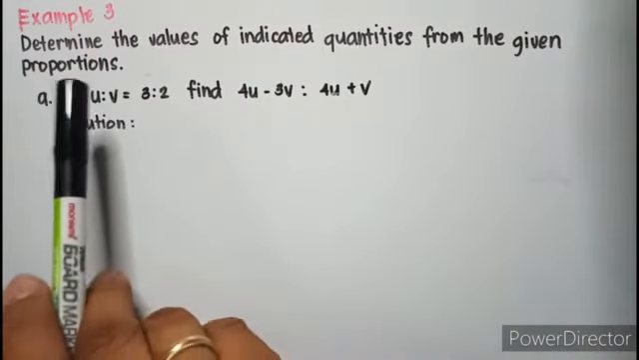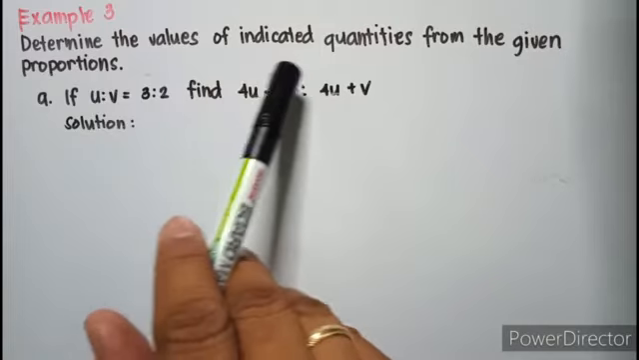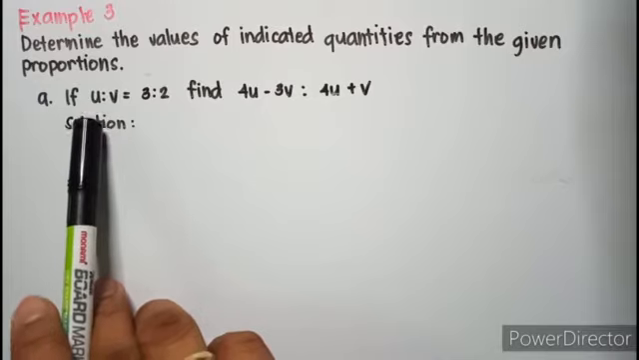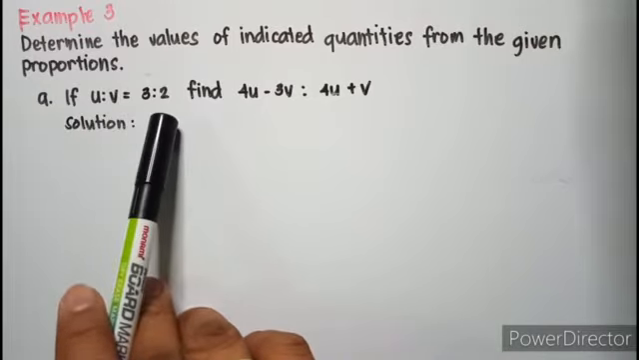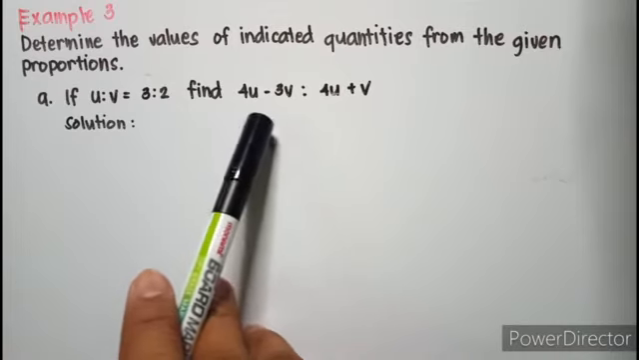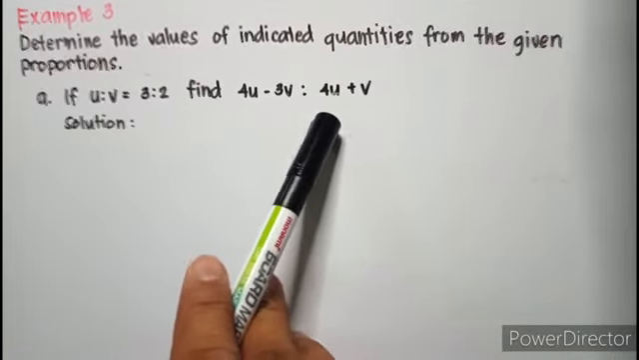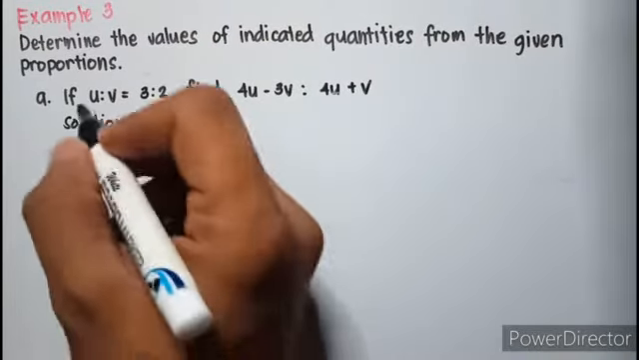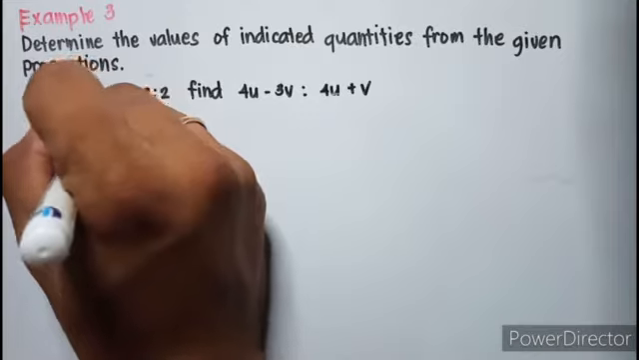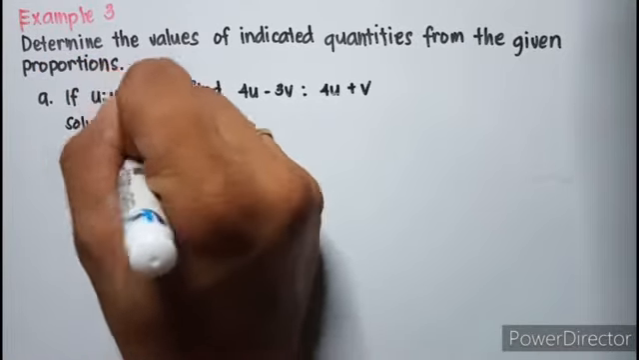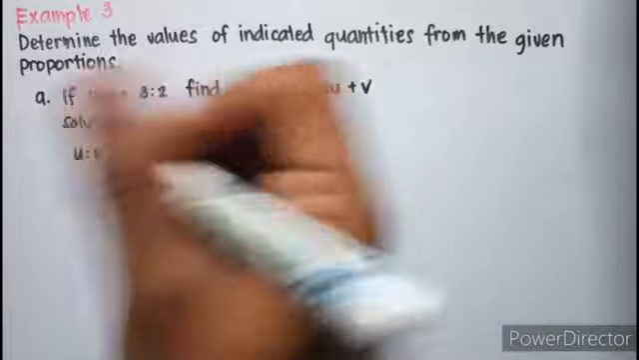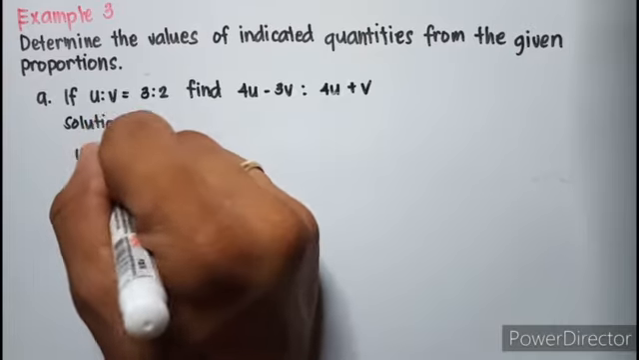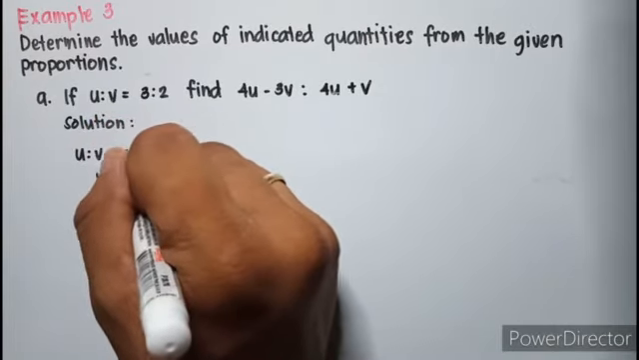Example number 3. Determine the values of the indicated quantities from the given proportion. Letter A. If U is to V is equal to 3 is to 2, find 4U minus 3V is to 4U plus V. So let's have our solution. We're going to use our proportion U is to V is equal to 3 is to 2. Then we are going to rewrite this, so that will become U over V is equal to 3 over 2.